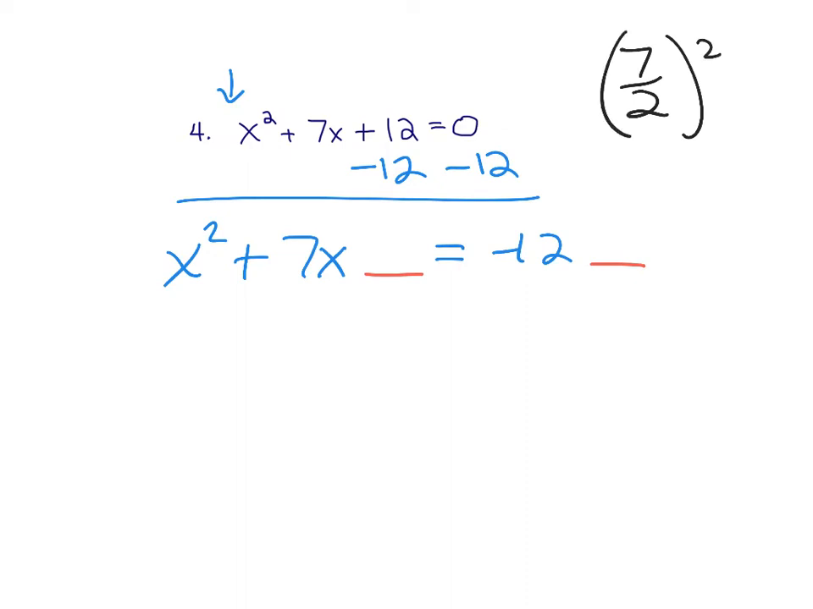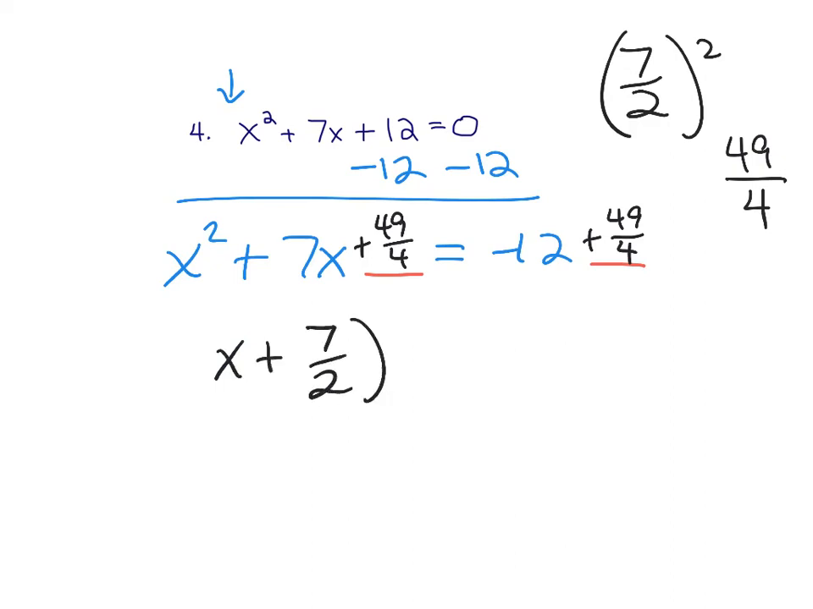Take the b term, divide it by 2. Square it. I'm not going to make it a decimal, leave it a fraction. 7 squared is 49, 2 squared is 4. So I'm adding 49 over 4 to both sides. Now, again, don't stress out and think, how am I ever going to factor that trinomial? Remember what you got when you divided by 2.